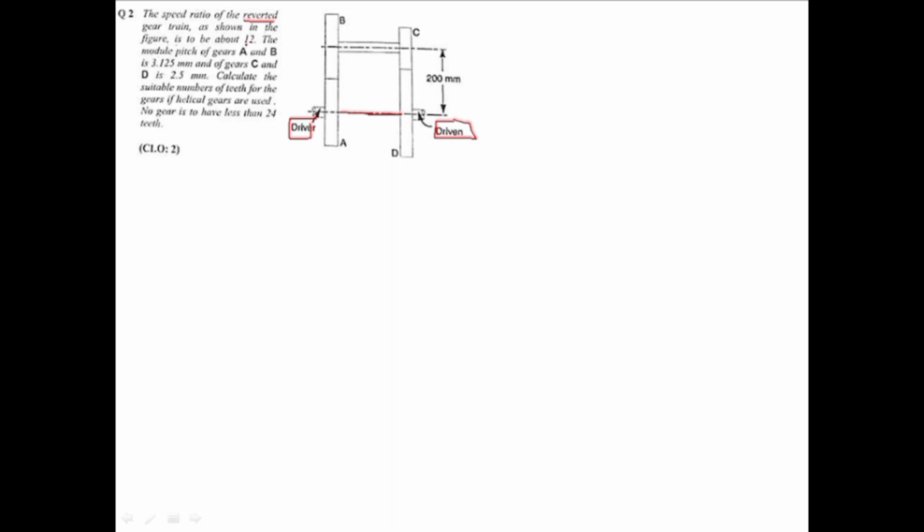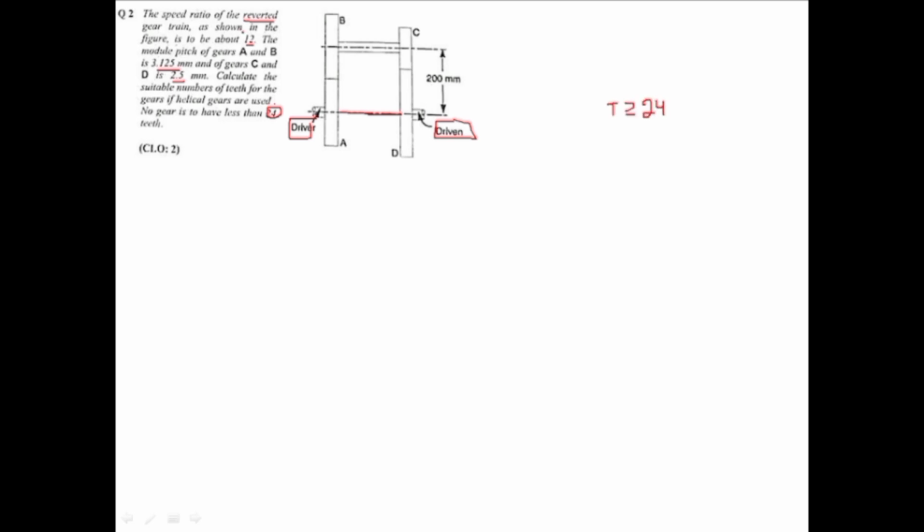And we are given that the speed ratio that we want to obtain through this connection is 12, and the module for gear A and B is 3.125, and for C and D it is 2.5 millimeter. Then we are required to find out the number of teeth on each gear such that they should be greater than or equal to 24.